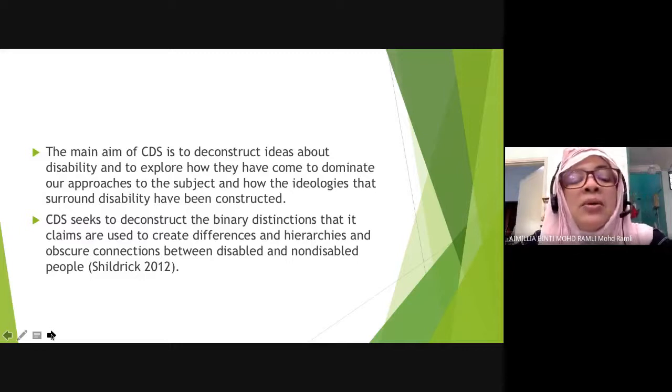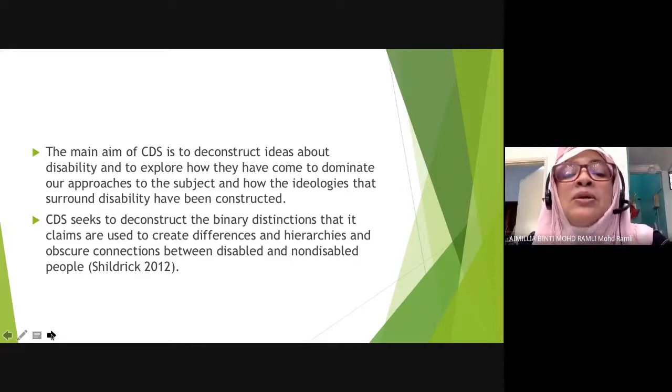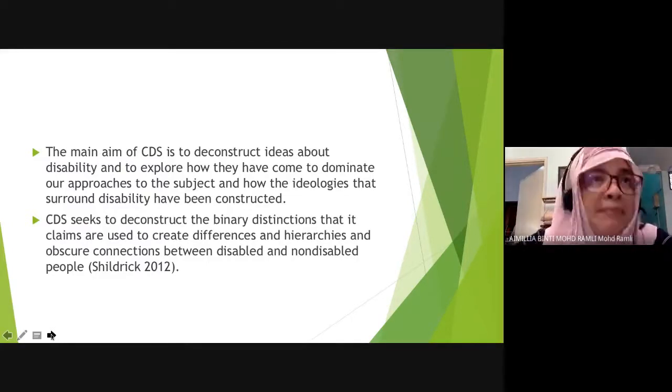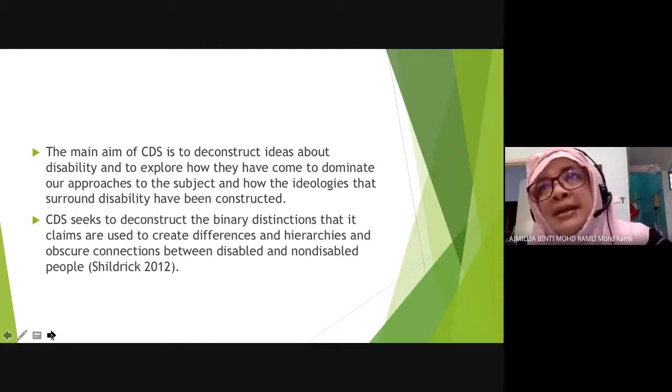So CDS, critical disability studies, seeks to deconstruct the binary distinctions that it claims are used to create differences and hierarchies and obscure connections between disabled and non-disabled people. Because they say that there should not be any binary opposition between able versus disabled.